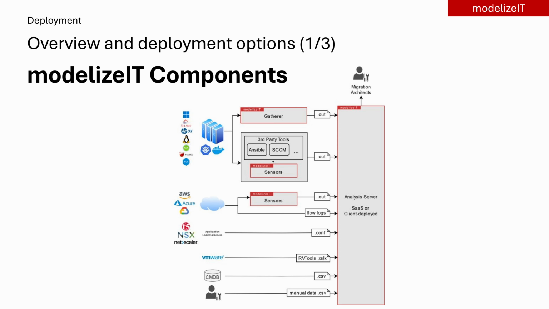The other important point on the slide is that collection is not limited to a single mechanism. Data can come from the gatherer, from existing third-party tools such as SCCM or Ansible, or from additional existing sources the client already has. That includes cloud sources, VMware exports, load balancer configuration dumps such as F5 configs, CMDB application definitions, and even manually maintained inventories such as CSV files. The idea is to combine these inputs so the platform can build a much more complete picture of the environment without forcing everything through one collection path.